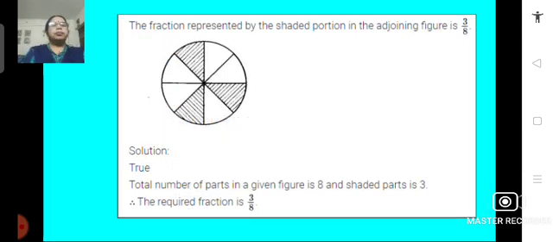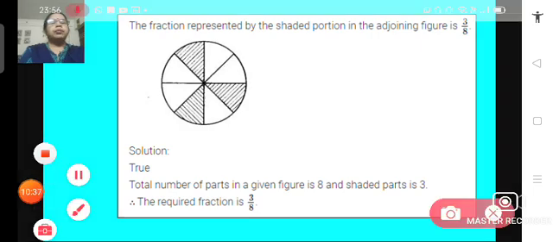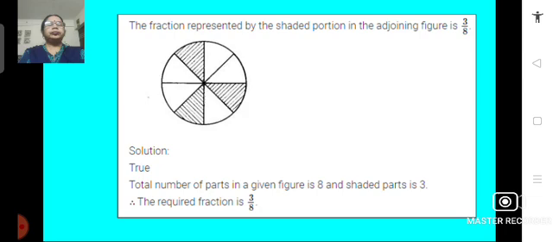The fraction represented by the shaded portion in the adjoining figure is 3 upon 8. So is it true or false? Now the total number of parts given in the figure are 8 and the shaded part are 3. So the required fraction is 3 upon 8. So yes, this is correct. This is true. This represents the fraction 3 upon 8.